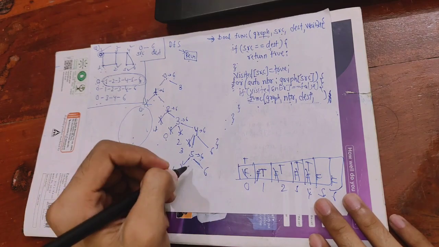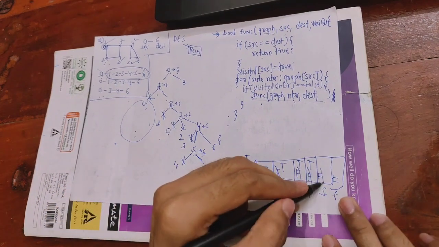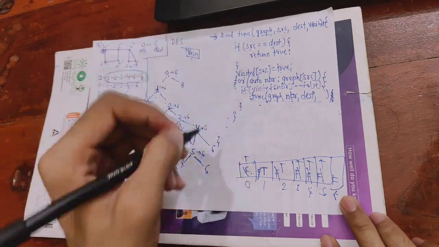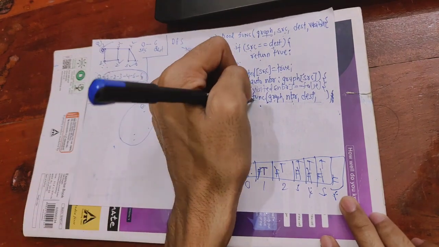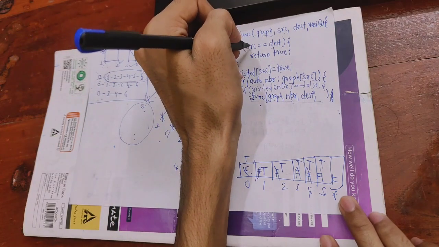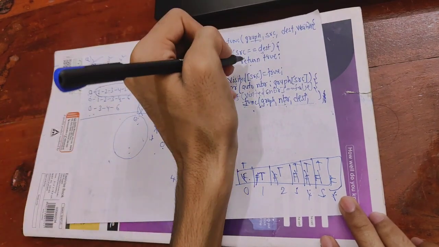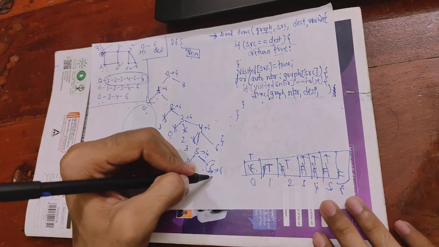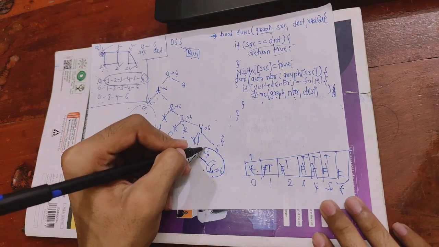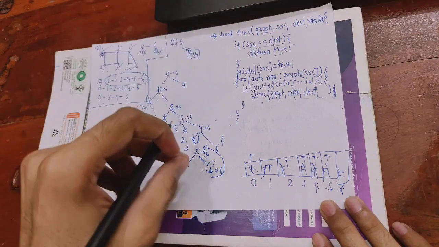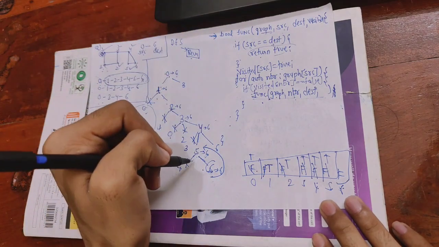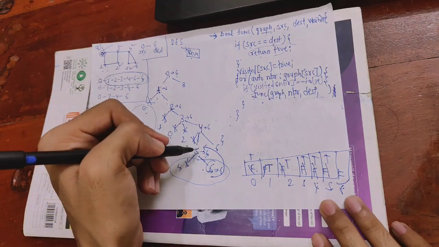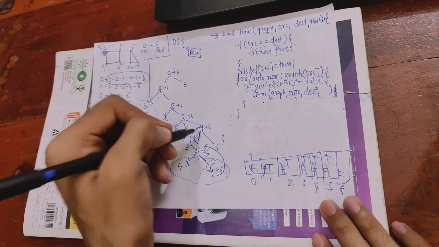Now 6 is false, right? Since 6 is false, we will do a recursive call making 6 as a source node. Since 6 source and destination are equal, we will return true from it. So we will return from this point. Now since we came at 5, all the neighbors are done, so we will backtrack from 5 to 4, right?